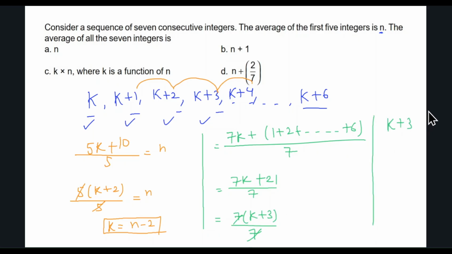But I'm not interested in k, and that's why I have k as a function of n. So let's sub in k as n minus 2. So n minus 2 plus 3, and the answer will be n plus 1, which is option B.